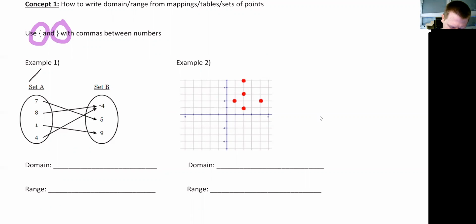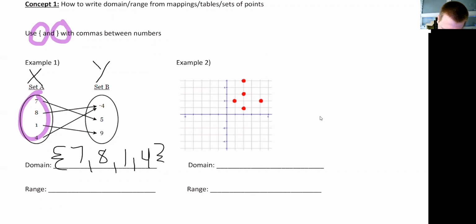If you don't remember from a map, remember our left side are all our x values or inputs. Our right oval is all our y values or outputs. So when you write your domain, you put a squiggly bracket, and then you just list all your x values in this set. And I personally don't care what order you put them in. If you are looking at a multiple choice test, they're probably going to order them from smallest to biggest, but usually I just list them in the order they're given to me. So I have a 7, I have an 8, I have a 1, and I have a 4. And then I put another squiggly bracket to close that set.